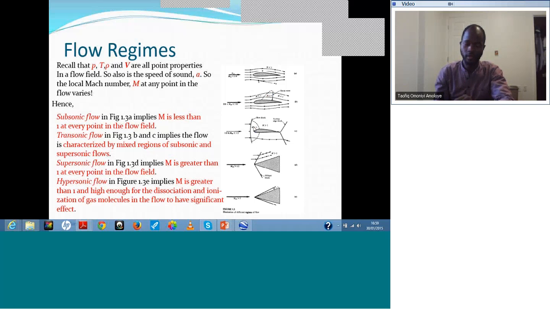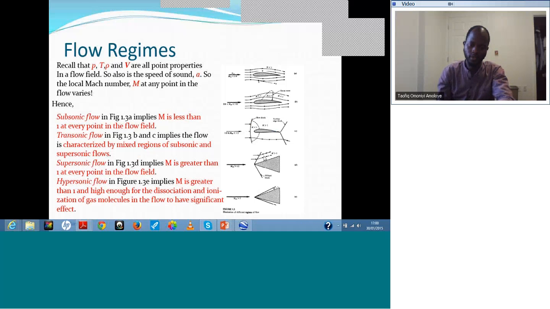A supersonic flow now implies one in which at every point in the flow field, you have the local Mach number greater than one, just like we have in figure 1.3d. At every point in this flow field, the Mach number is greater than one. These are oblique shockwaves. You will know what they are better later on. The flow across the oblique shockwave leaves the flow still supersonic after the shockwave. So the free stream Mach number is supersonic, and the Mach number after the shockwave is also still supersonic.